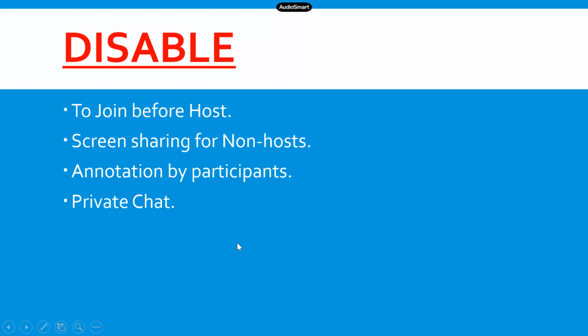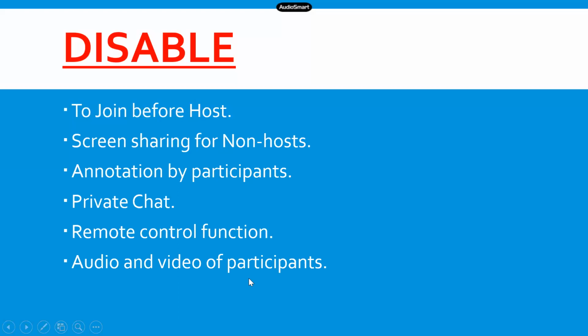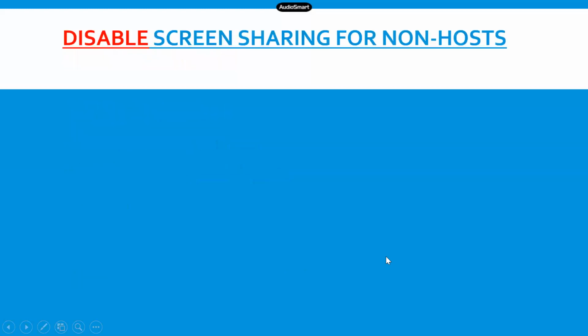Private chat, remote control function, and audio and video of participants may be disabled. When you disable video part of the participants, this will reduce burden on the consumption of internet and your streaming will be avoided and your transmission will be better and you may conduct your meeting in a better way. Disable screen sharing for non-host, that can be done.